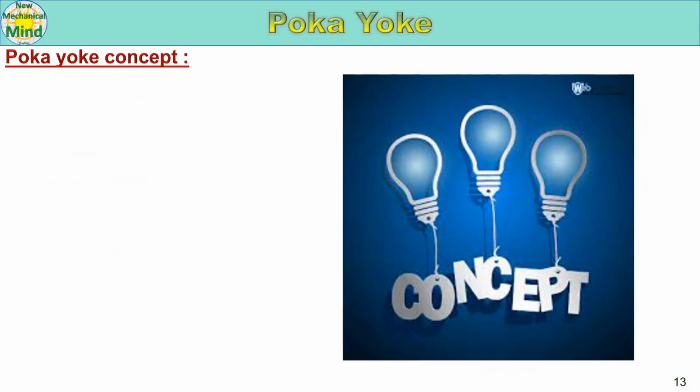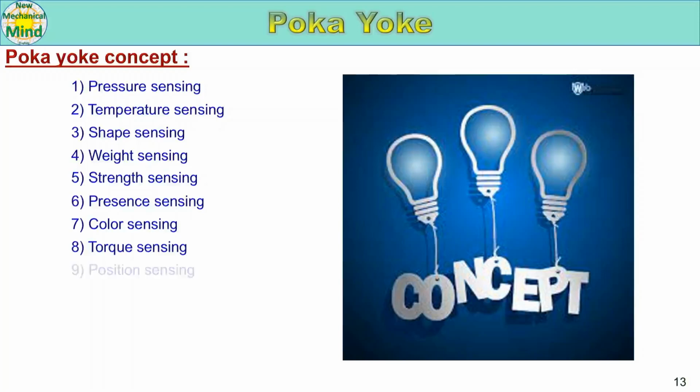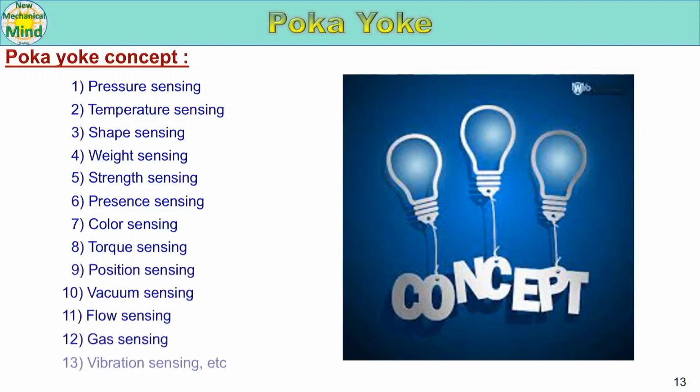Poka concept. Now let us see the concepts which are used in Poka. They are pressure sensing, temperature sensing, shape sensing, weight sensing, strength sensing, presence sensing, color sensing, torque sensing, position sensing, vacuum sensing, flow sensing, gas sensing, vibration sensing, etc. These are all the concepts used in Poka.